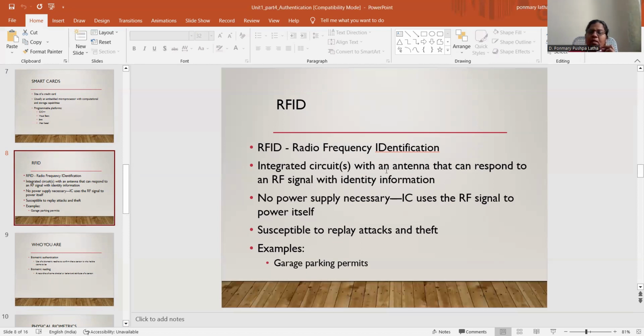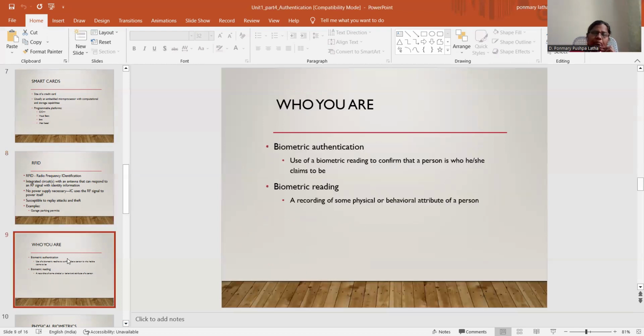So it can be used against replay attacks and thefts. If you feel there is a theft or an attack, you can replay and check it out. An example is garage parking permits, where you can use RFID.